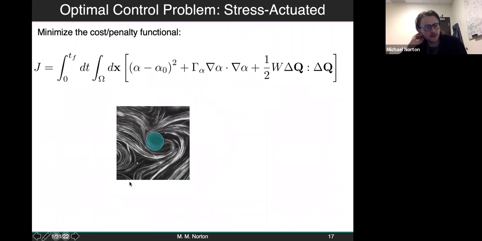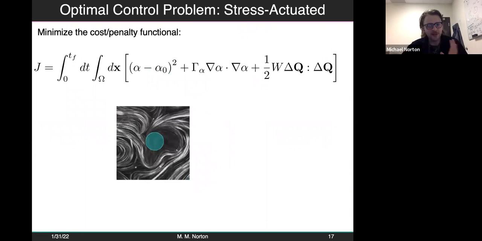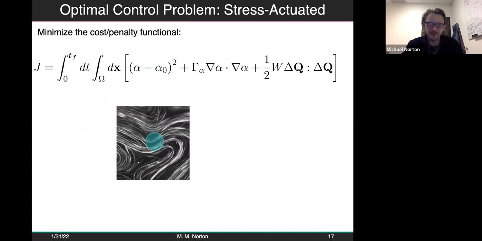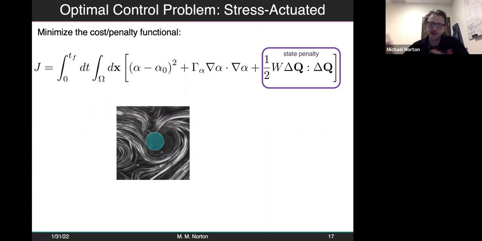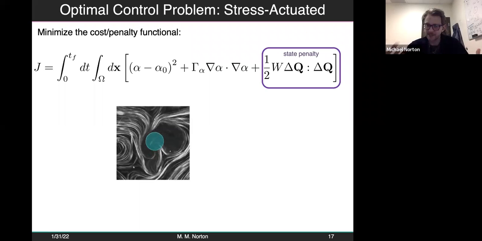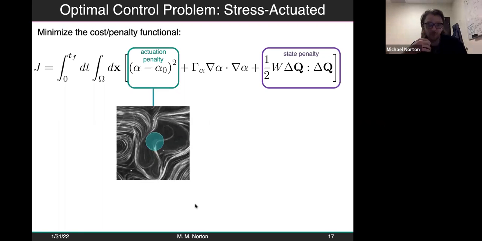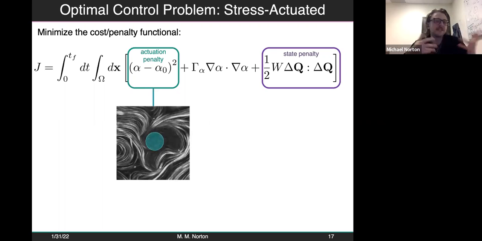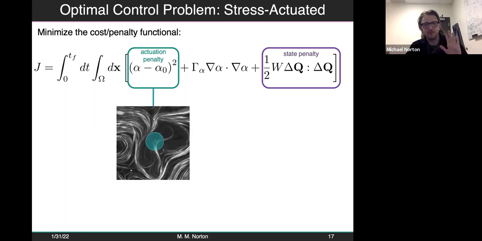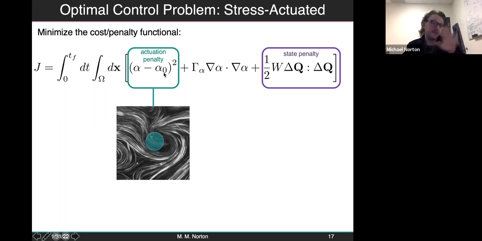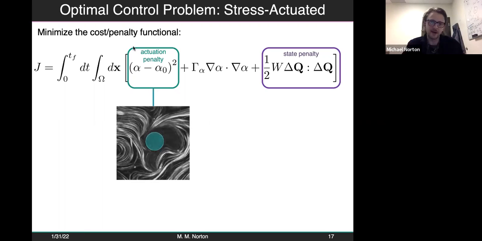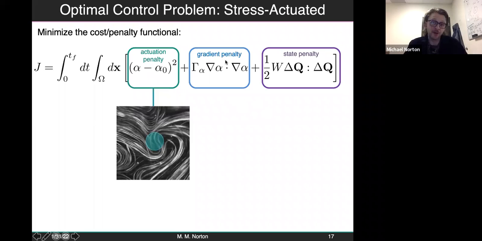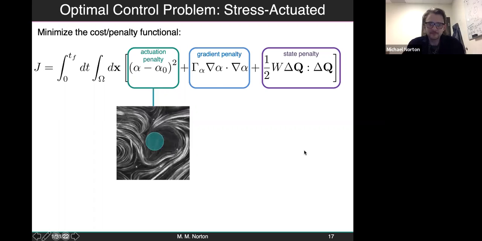Okay, and so we need a few ingredients. The way that one usually constructs these optimal control problems is to try to minimize some cost or penalty functional of the system. And there are a few pieces to it. The first is obviously a state penalty. We want to penalize the system for not having the dynamics that we want it to have. We're also going to penalize how much we change the activity in the system. In order to support these two attractor states, we need some amount of activity, and that's going to be our alpha naught here. We want to minimize the deviation away from that required amount of activity. And to keep the numerics well behaved, I'm also going to penalize the gradient in the activity.